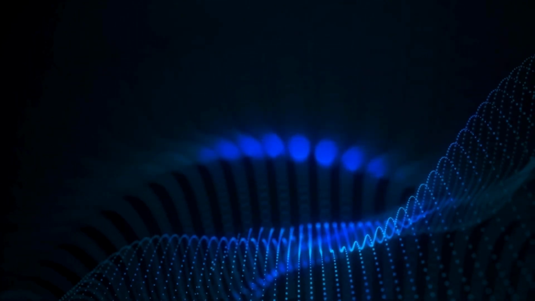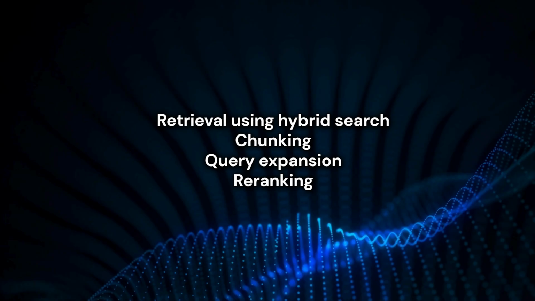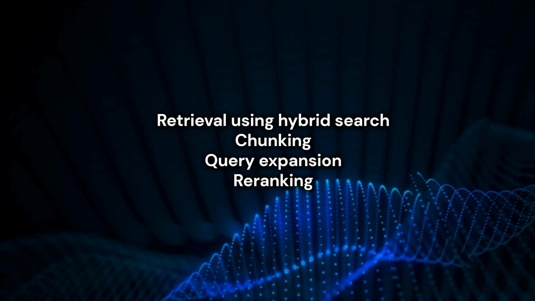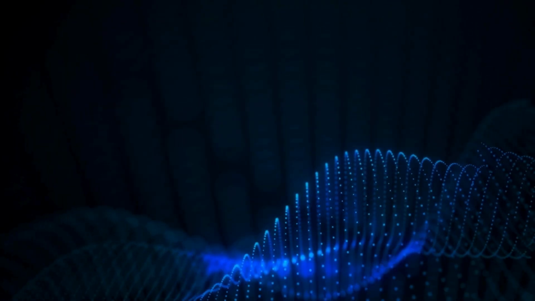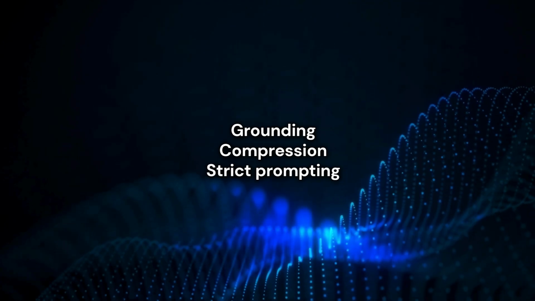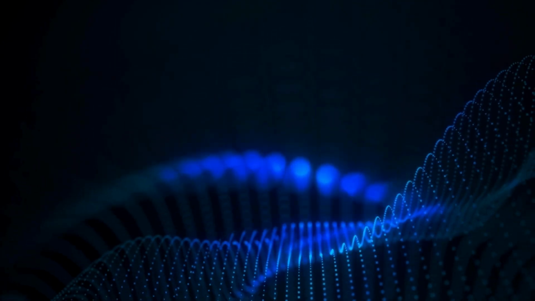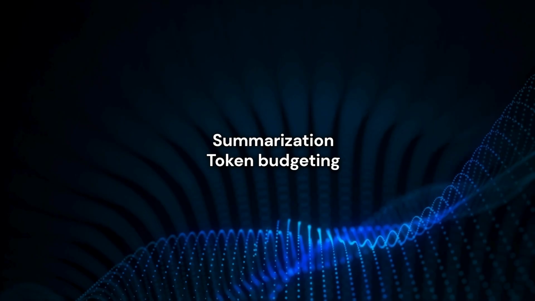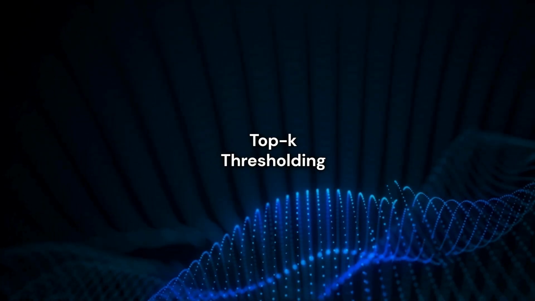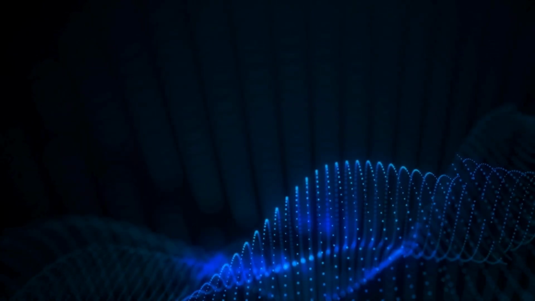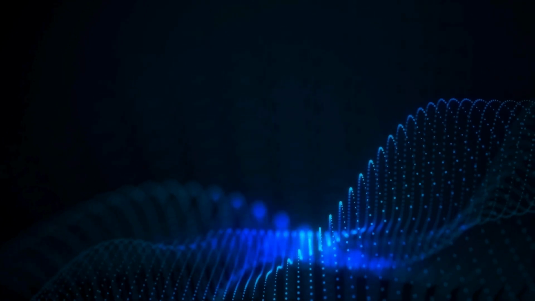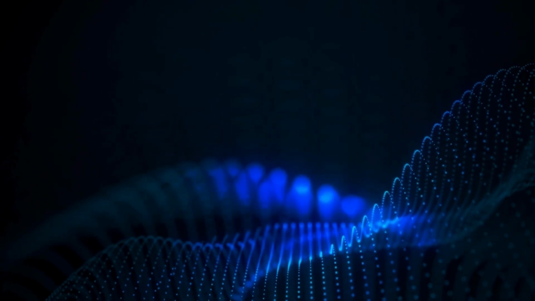Now, to summarize everything, we improve retrieval using hybrid search, chunking, query expansion, and re-ranking. We remove irrelevant data using filtering and metadata rules. We reduce hallucinations using grounding, compression, and strict prompting. We optimize context using summarization and token budgeting. We control retrieval using dynamic top K and thresholding. And when all of this is combined together, you get a production-ready RAG system. That is the difference between a beginner system and a real-world AI system.